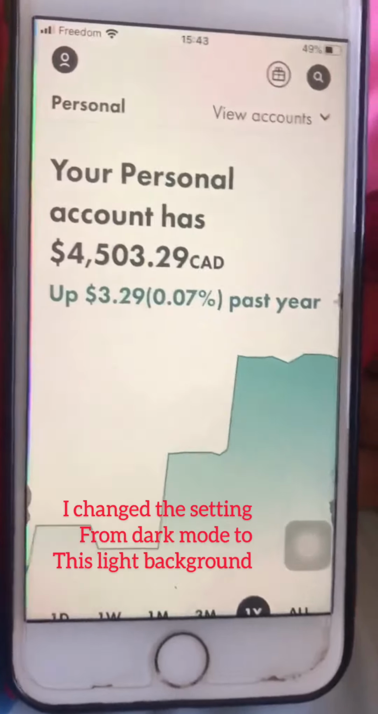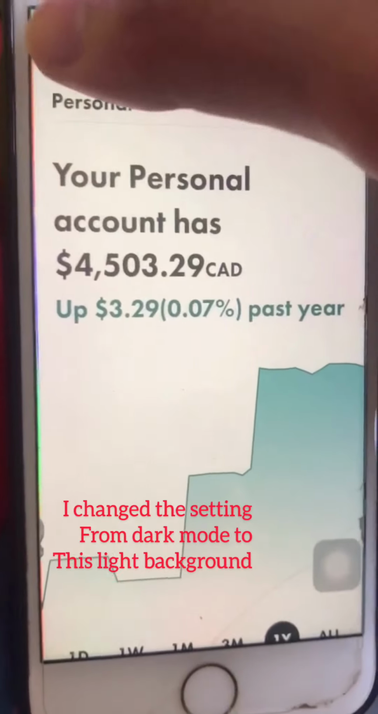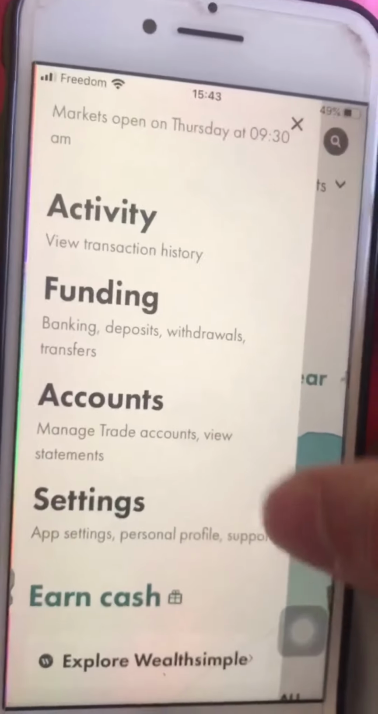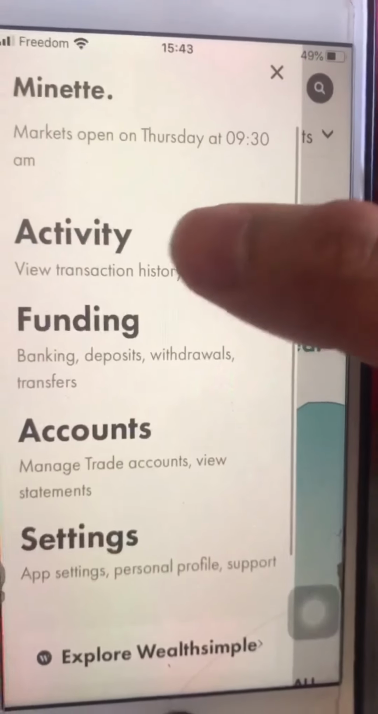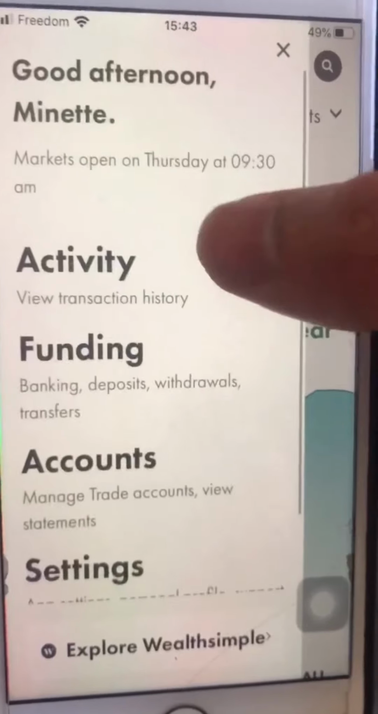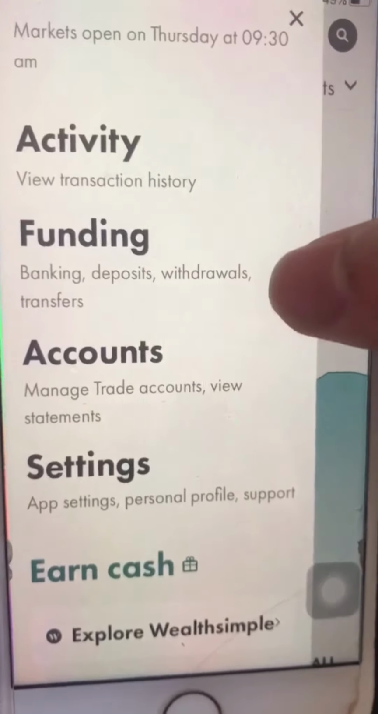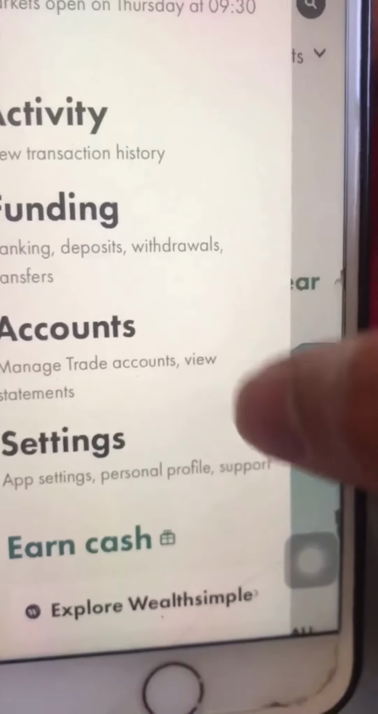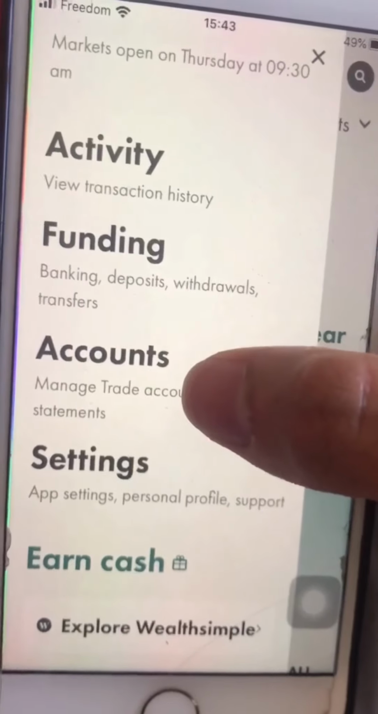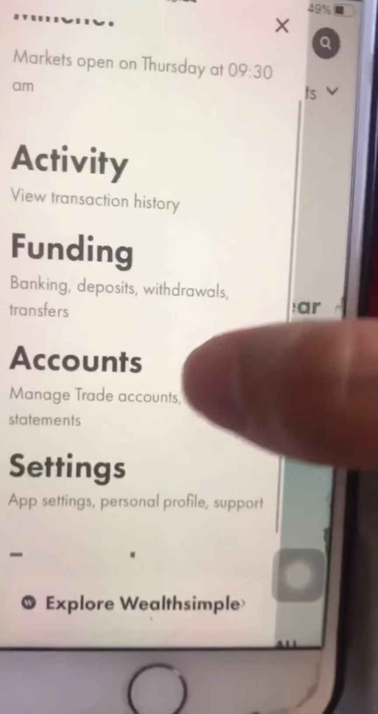So I'm back at the home page in my Trade app here, and if you look on the left side, you can press the icon. Here you would find activity, which will show you your trade history or your transaction history. Funding, if you want to withdraw money from your account or if you want to put in money. Right here, you can manage your account. So if you have a TFSA and a personal account, then that would be 2 accounts.